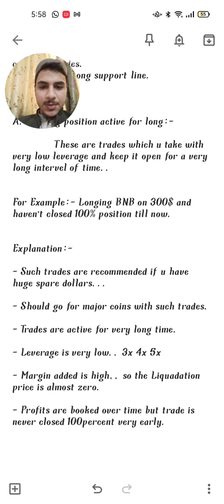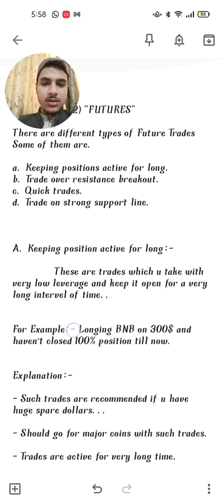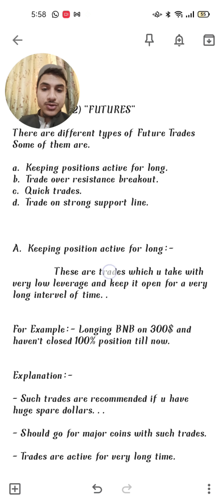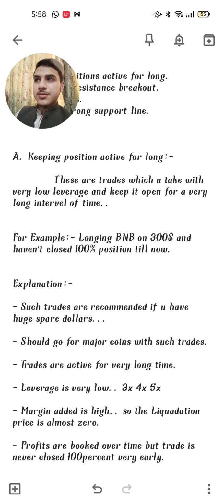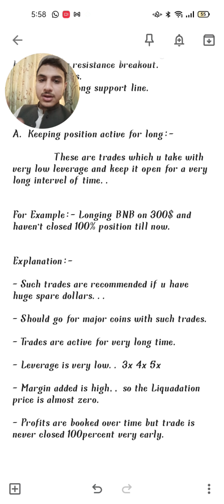I've explained a little bit about what the strategy should be and for whom these types of trades are. Such trades are recommended if you have huge spare dollars. Fine, number one. If you have spare dollars, if you have huge funds, then you can go for such types of trades. If you don't have more than 10k dollars, like you have only $100 or $200 or $1,000, you cannot open a position for a very long time, because there you will be charged a funding fee and it won't be a good option for you.